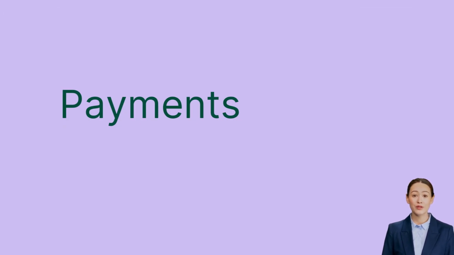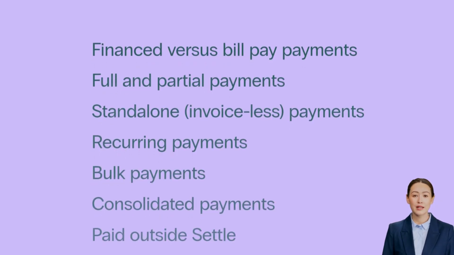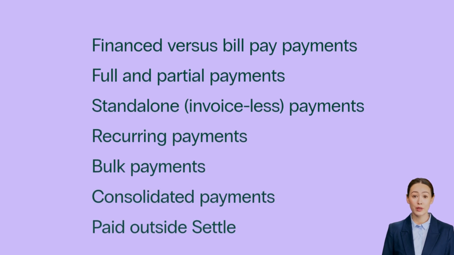We'll show you how to use 8 different payment options. Specifically, we'll show you how to create the following kinds of payments: financed or bill pay, full and partial, standalone, recurring, bulk and consolidated payments, and payments made outside Settle.